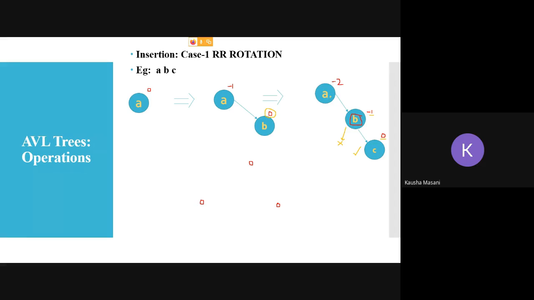Now at A, it does not have any left child, so the height on the left is 0. But what is the height on the right side? 1 and 2. So 0 minus 2, so the balance factor is -2. Now it went out of range. Our range was -1, 0 and 1, but here we are getting -2. And why are we getting -2? Because there were two right insertions. So this case is of RR rotation.